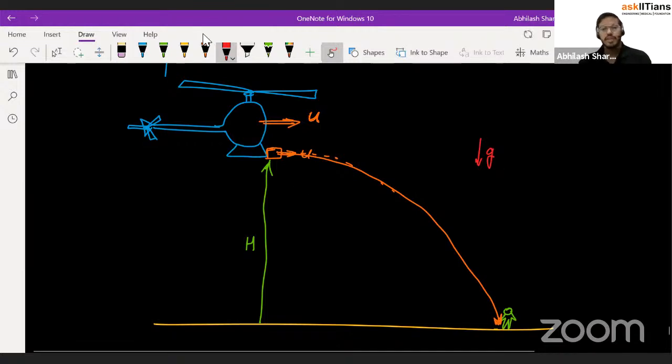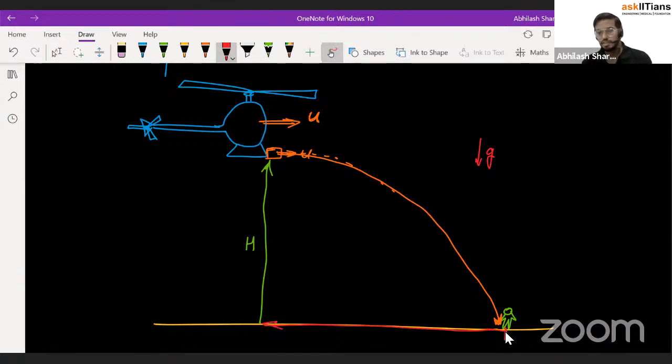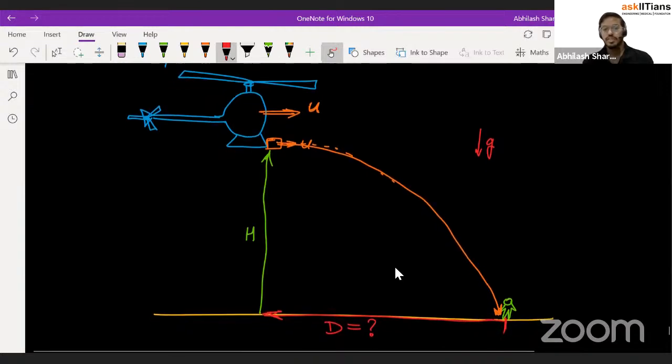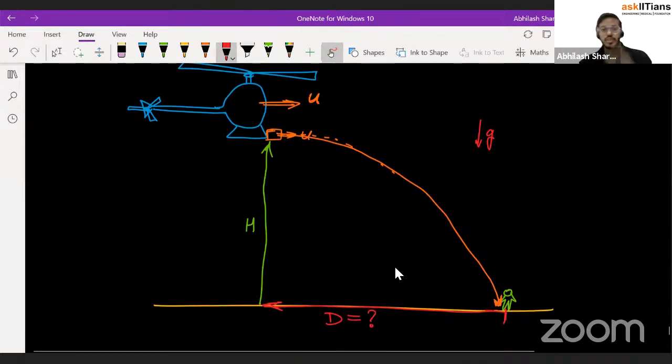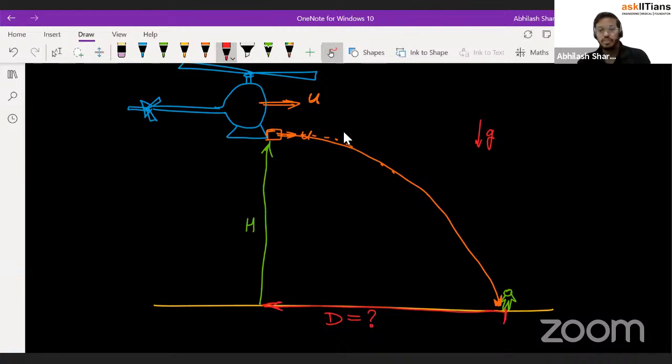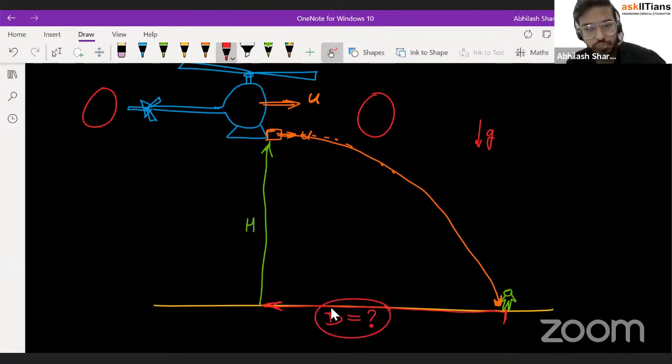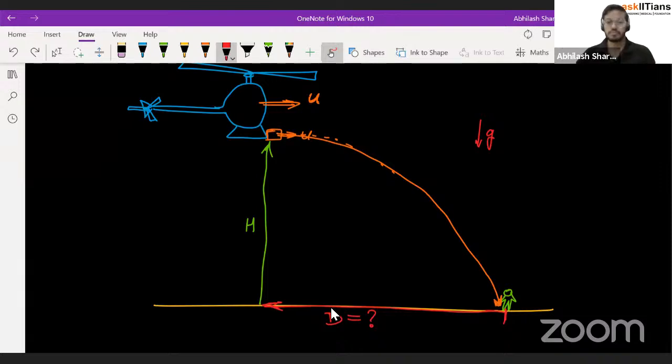And you have to determine how much distance before, like if the person is standing here, should the chopper release the packet so that it is able to reach the person. Question clear? Why not releasing it from here? Or why not releasing it from here? How will we decide? We'll decide it by calculating the distance, from how far away the chopper should release the packet. So try this problem.